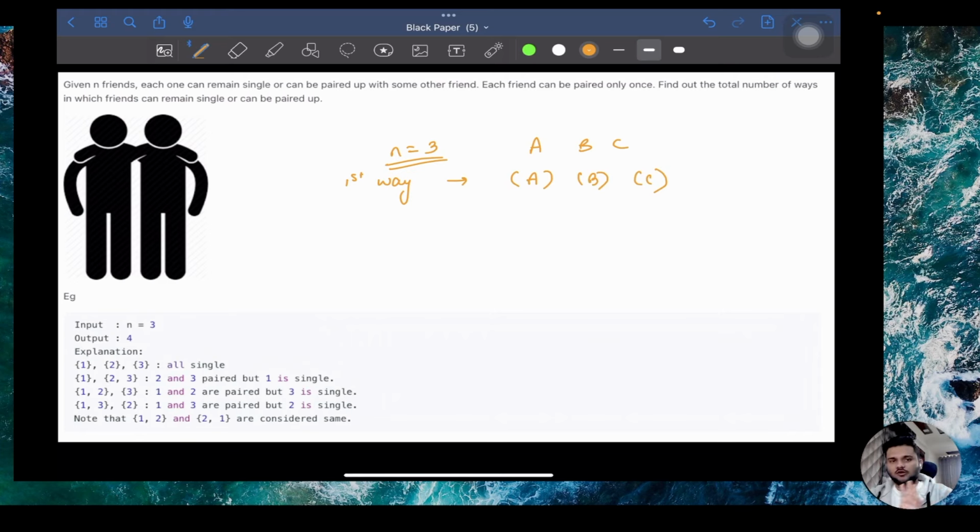This can be one possible way of the arrangement, right? You have to find the possible arrangements. So one possible way of the arrangement can be all of them remain single.